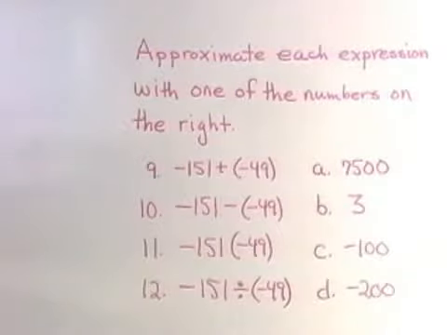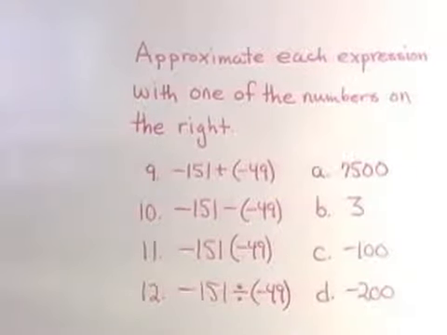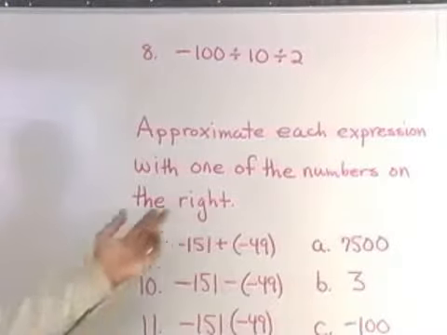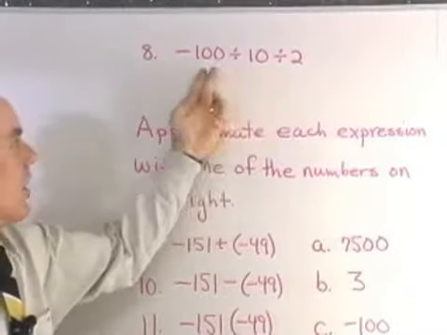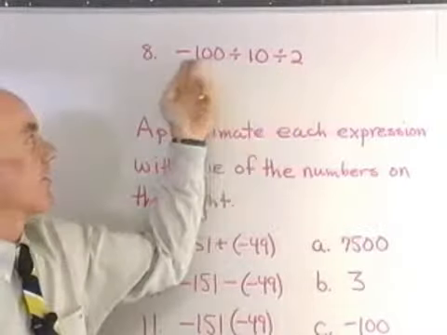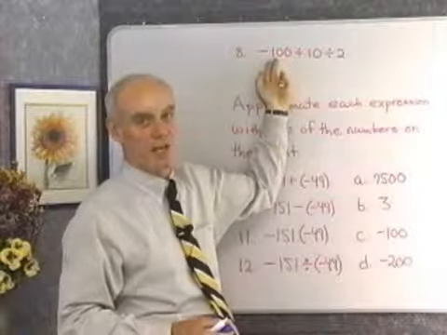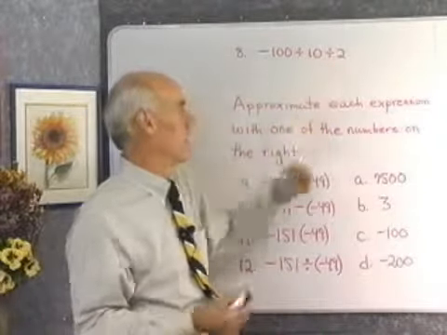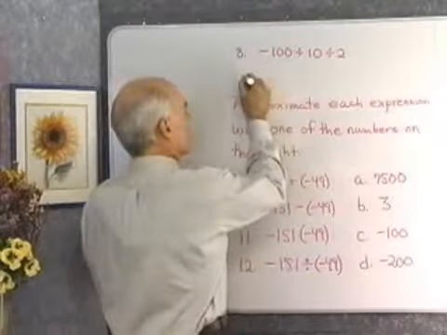Negative 100 divided by 10 divided by 2 right here. So I have all division right here, and when it's all division, then I need to work from left to right. So I'm going to say negative 100 divided by 10 first, then what I get, I'm going to divide by 2. So I must work left to right.